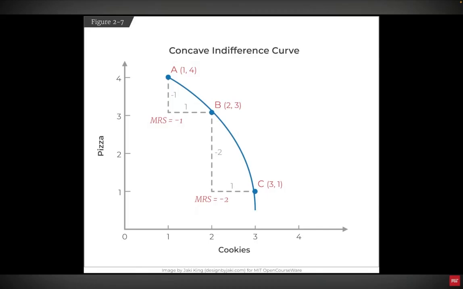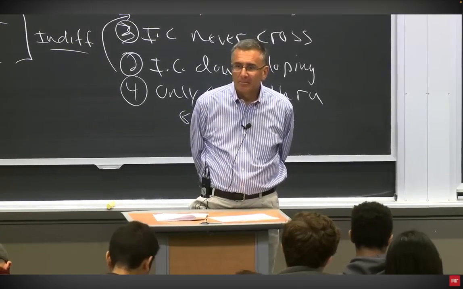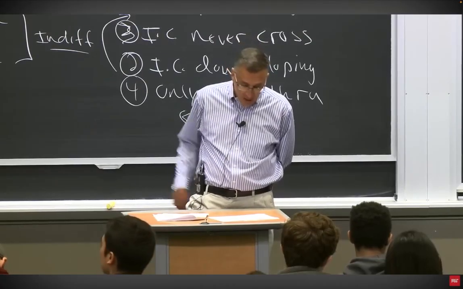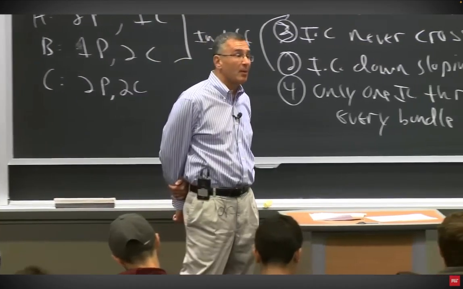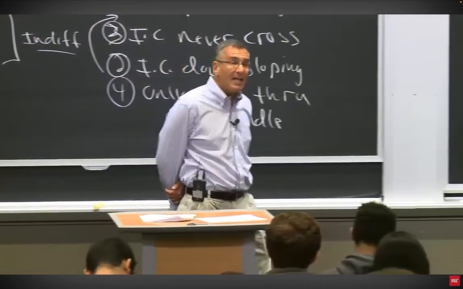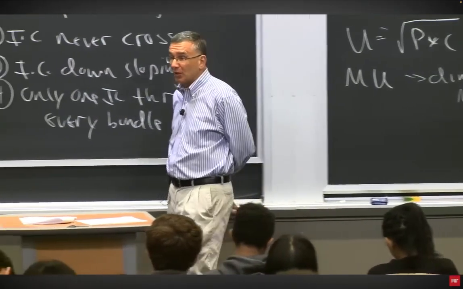What does that violate? Why does that not make sense? Yeah, law of diminishing marginal utility. Here, you were happy to give up 1 slice of pizza to get 1 cookie. Now you give up 2 slices of pizza to get 1 cookie, even though you have less pizza and more cookies. That can't be right. As you have less pizza and more cookies, pizza should become more valuable, not less valuable. And cookies should become less valuable, not more valuable. So a concave to the origin indifference curve would violate the principle of diminishing marginal utility and diminishing marginal rate of substitution.